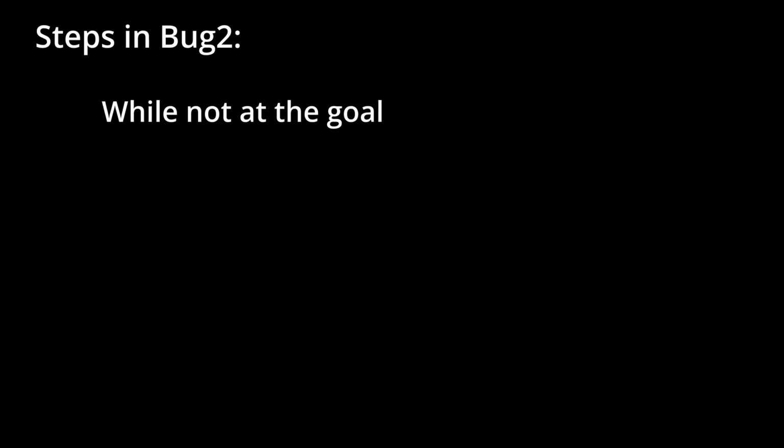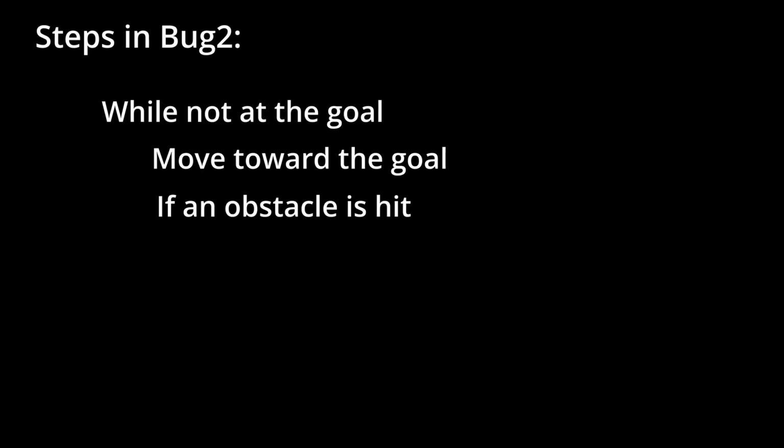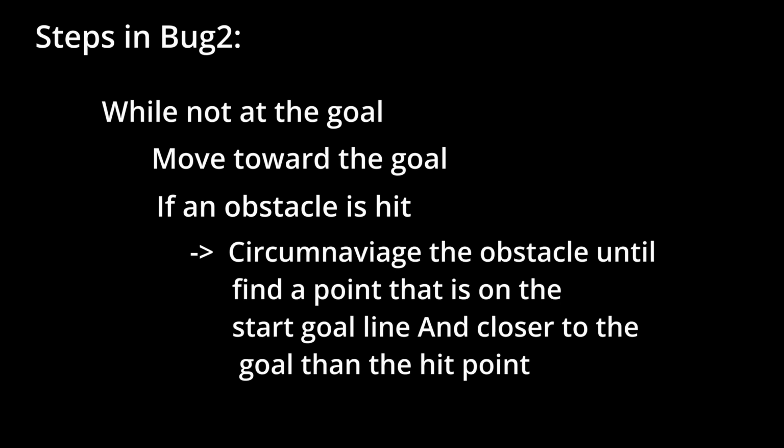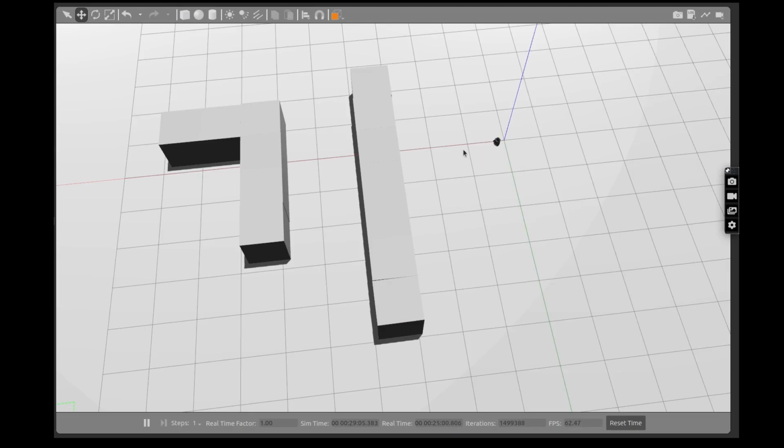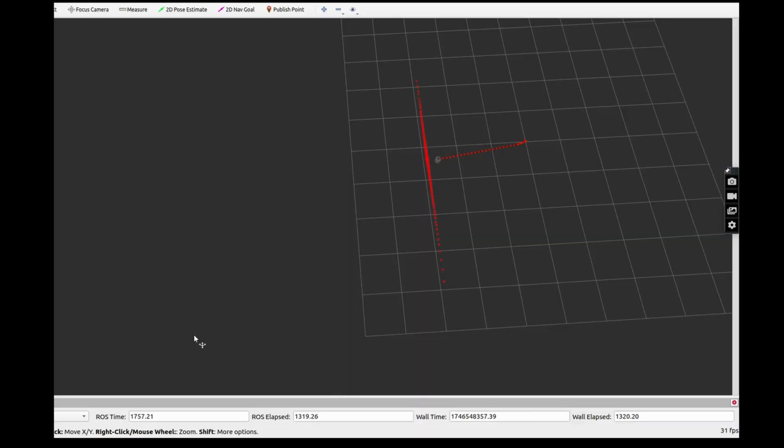While not at the goal, move toward the goal. If hit an obstacle, circumnavigate the obstacle until finding a point that is on the start-goal line and closer to the goal than the hit point. So in this algorithm, we are pre-calculating something, the start-goal line. This is the line from the start to the goal, and we are calculating and storing it before running the actual algorithm, and then we simply follow the line. When we face an obstacle, we circumnavigate the obstacle until we are back to the start-goal line and we are closer to the goal than the hitting point.